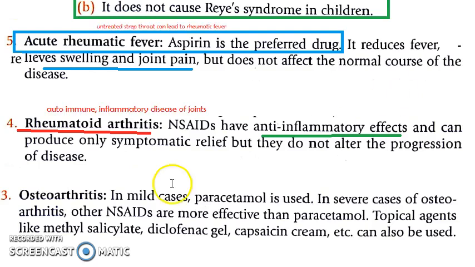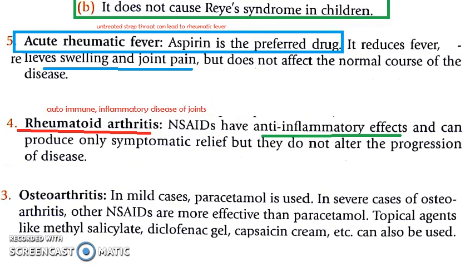Actually, rheumatic fever is what happens if you have strep throat and it is not treated, it could lead to rheumatic fever. There you will use aspirin. Aspirin is the preferred drug. Fever is there, but still you are using aspirin because it can also relieve swelling and joint pain. Rheumatoid arthritis is actually an autoimmune disease. Here the joints are inflamed and you want the anti-inflammatory effects of NSAIDs. Only symptomatic relief, the underlying cause is not treated.